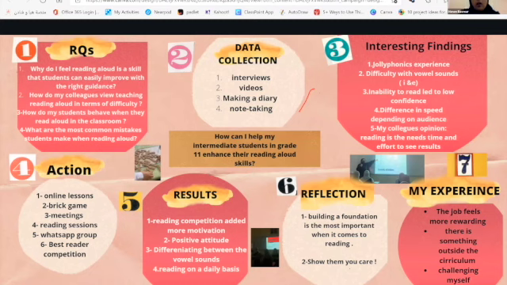And I also found that my students had difficulty with the vowel sounds, especially differentiating between the sound I and E.